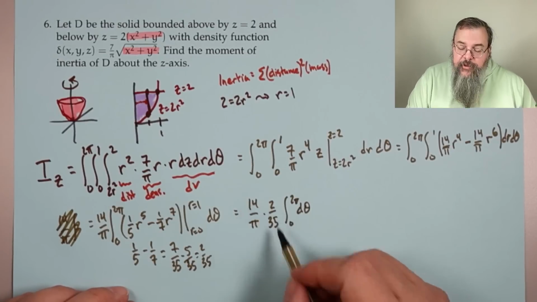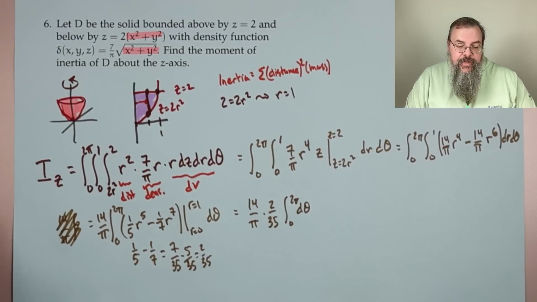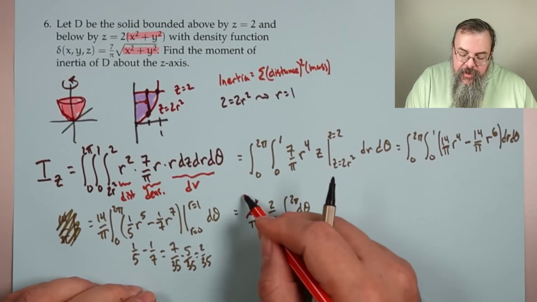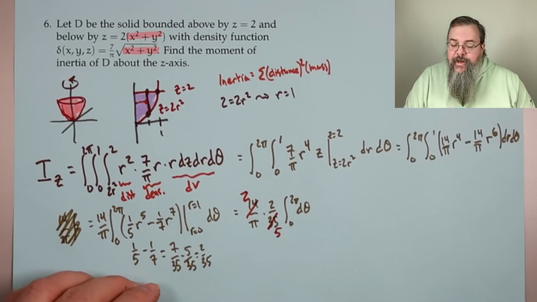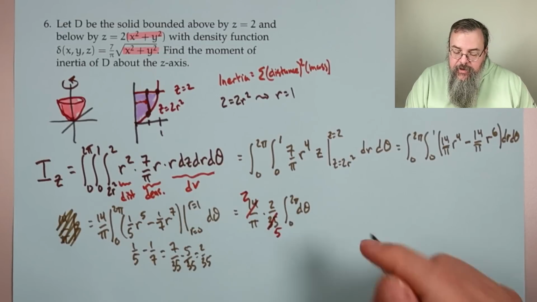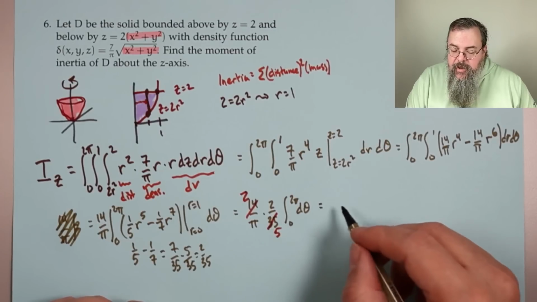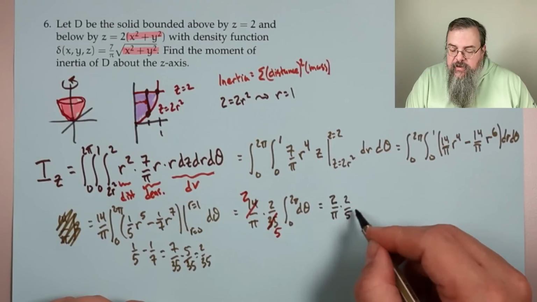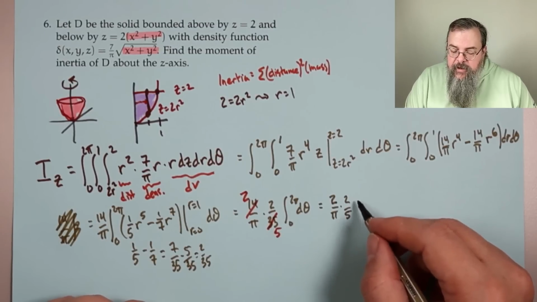Now 14 and 35 both have factors of 7. So if we simplify, and of course, who doesn't want to simplify? So pull out a 7 and divide. This is a 2 and a 5. And now we say, well, what's the integral from 0 to 2 pi of d theta? Well, that's 2 pi. So we have a 2 over pi, a 2 over 5, and the integral from 0 to 2 pi of d theta. It's theta evaluated from 0 to 2 pi, which is 2 pi.